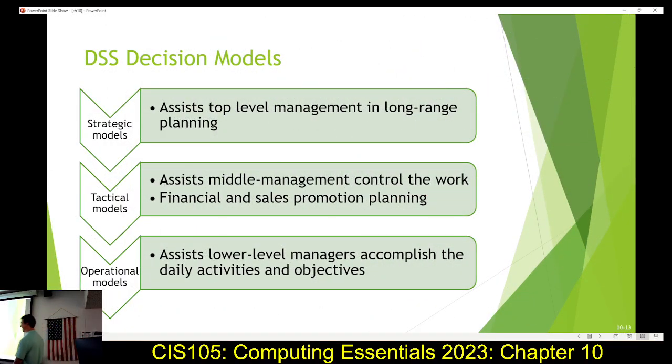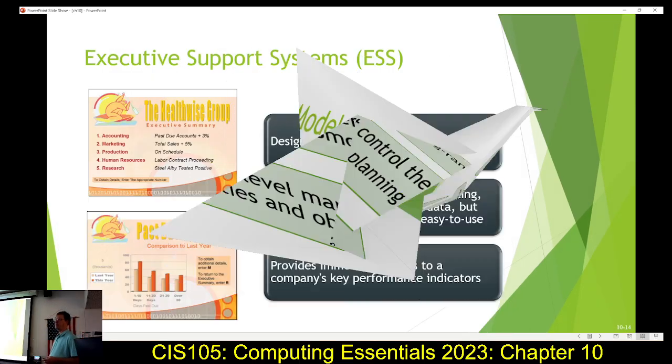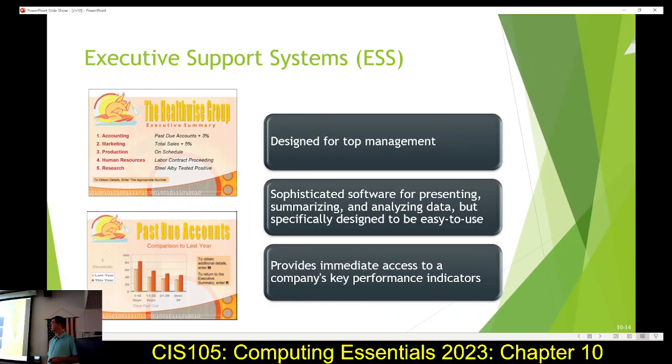Remember the triangles? So supervisors are going to use what we call operational models. So this assists the lower level managers to accomplish the daily activities and objectives of the organization. Middle management are going to use tactical models. So usually this is used for financial and sales promotion planning. And top management, or upper level management, needs strategic models, which assist in long-range planning. So anytime you hear the word strategic, that's long-range. Operational, that's day-to-day. And tactical can be any range of dates.